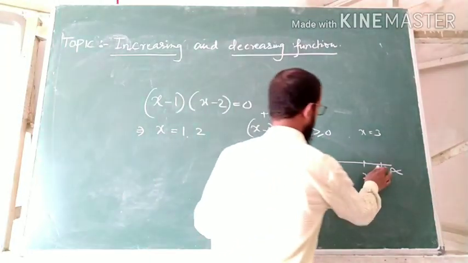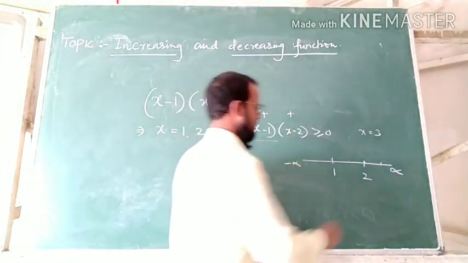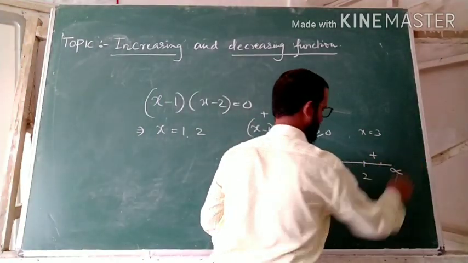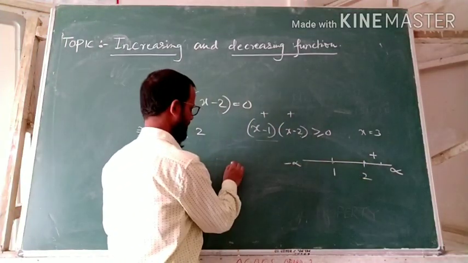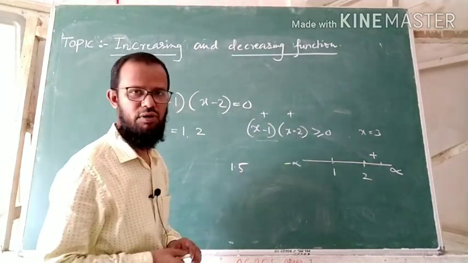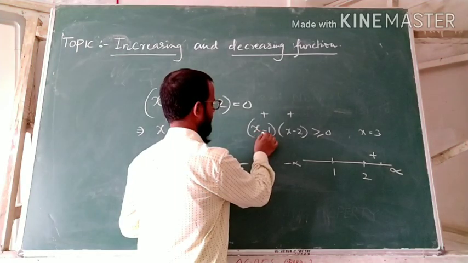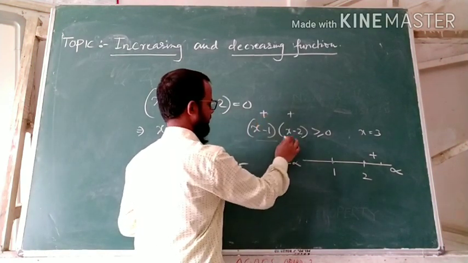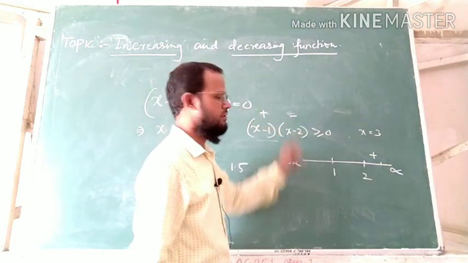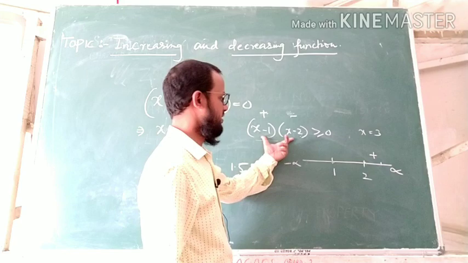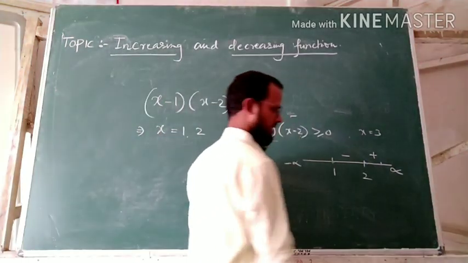So our expression (x minus 1) into (x minus 2) is positive in the part 2 to infinity. Now consider a point between 1 and 2, suppose 1.5. If you put 1.5 here, 1.5 minus 1 is positive, and 1.5 minus 2 is negative. So positive into negative is negative. Ultimately this expression is negative within this interval.